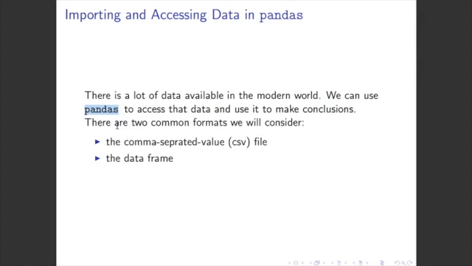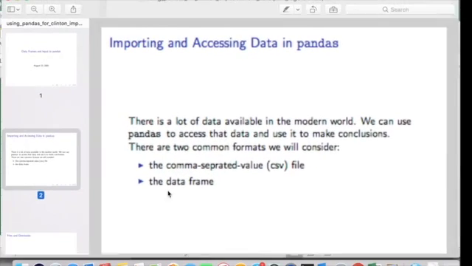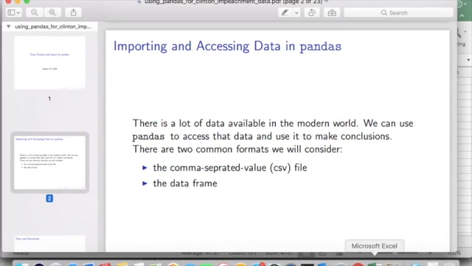There are two common formats for the data that we're going to look at: the comma-separated value, CSV file, and the data frame. A CSV file is something that you can open in many different programs. It's a universal format that's similar to .txt, .mp3, JPEG, etc.